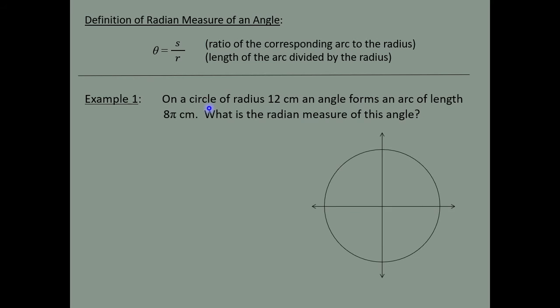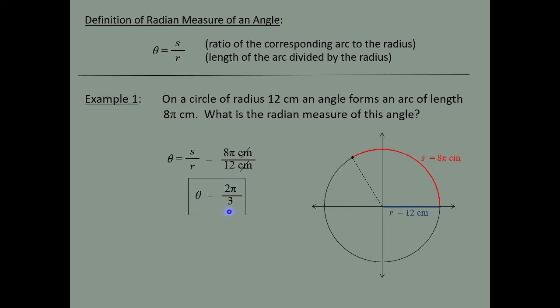In this example, we have a circle of radius 12 centimeters, and we're told that an angle forms an arc of length 8 pi centimeters. To find the radian measure of this angle, we need to know the length of the arc and the radius of the circle, both of which are given in the problem. So we can substitute 8 pi centimeters for the arc length and 12 centimeters for the radius. Since these both have the same units, those will cancel out. And now we can divide top and bottom by 4 to simplify this, and we get that the radian measure of the angle is 2 pi over 3.